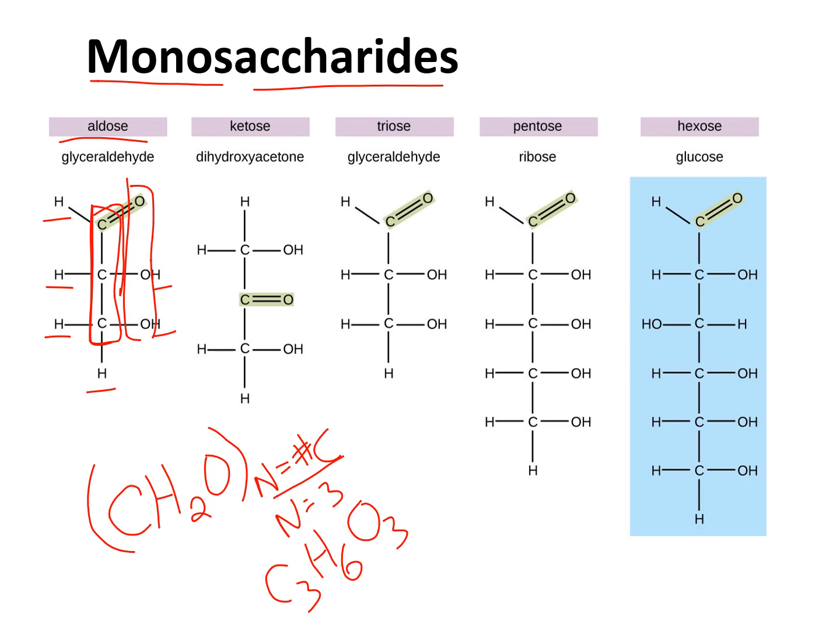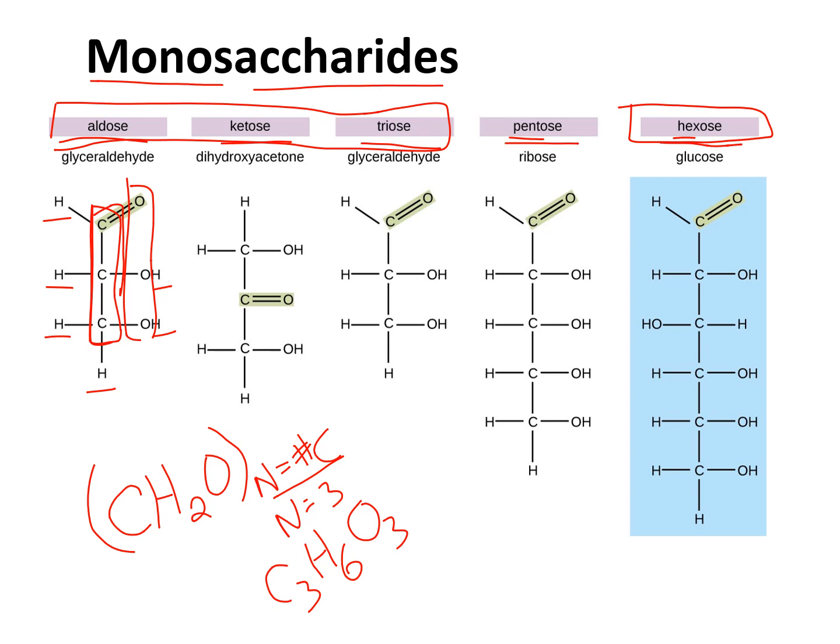So these are an example of 5 different types of monosaccharides: aldose, ketose, triose, pentose, and hexose. And the first 3 have 3 carbons in their structure. Pentose has 5 carbons, and hexose has 6 carbons. And the hexoses, these are the most common monosaccharides that we will be talking about, and specifically glucose is probably the most common monosaccharide that we talk about in this class.